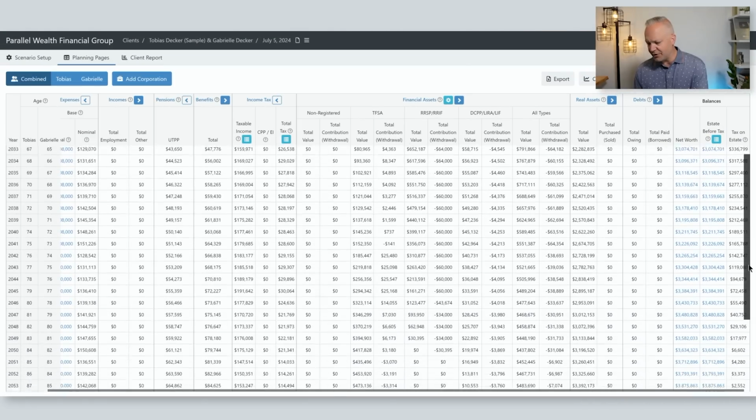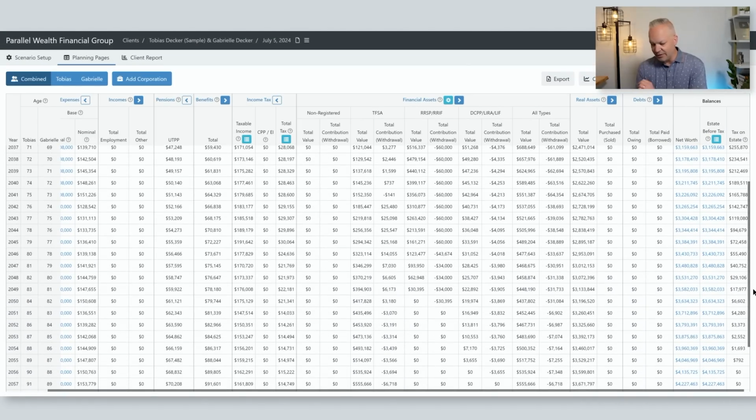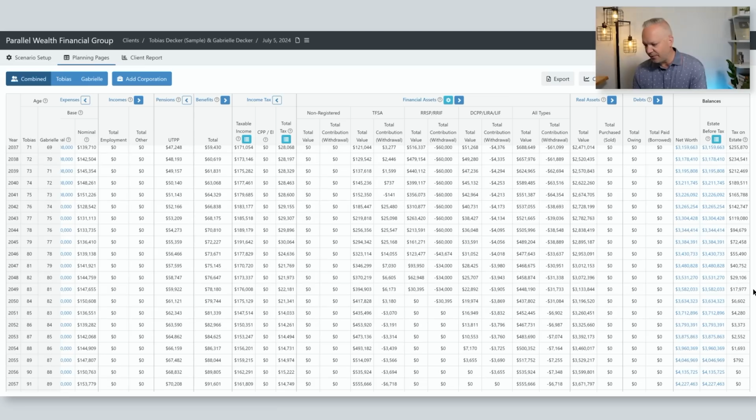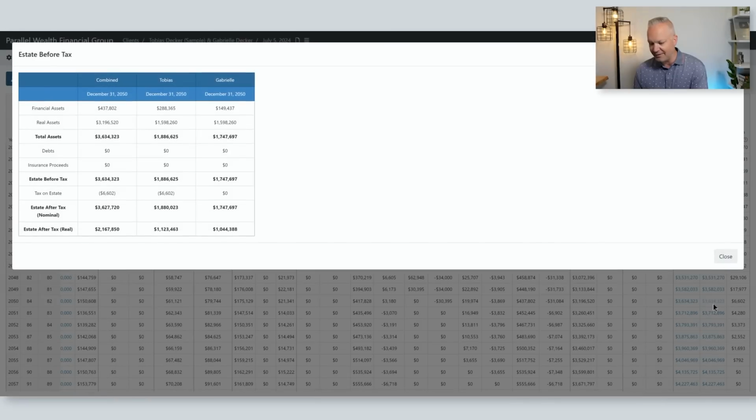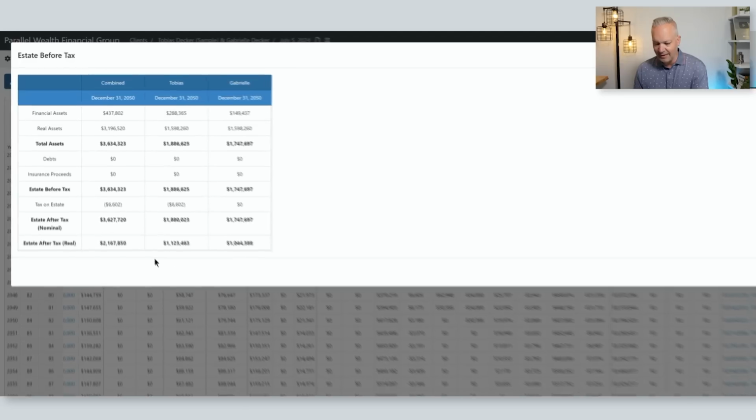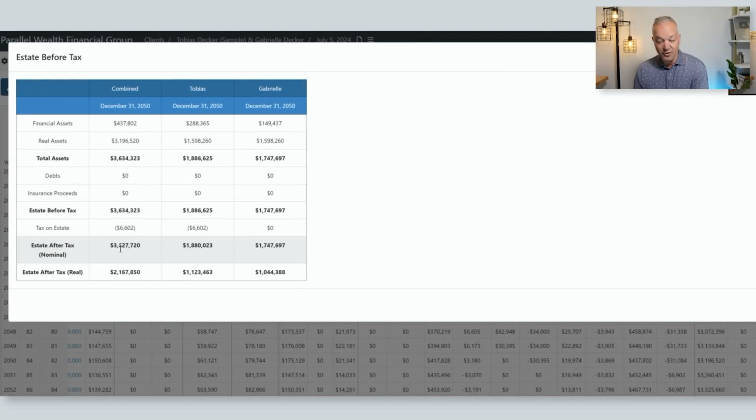Now, what you want to make sure you're looking at later in life is that you're winding down that tax bill. So you can see on the very far right, tax on estate, by the time they're here at age 82 and 84, there's essentially zero tax on their estate, meaning that if they passed away a little bit earlier than life expectancy, you can see here that their estate after tax is $3.6 million in nominal dollars. In today's dollars, $2.167 million. So a lot of money there. And again, the tax is about $6,000.